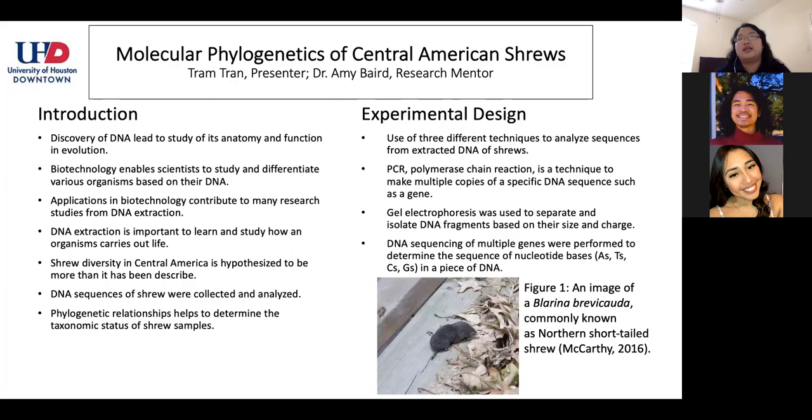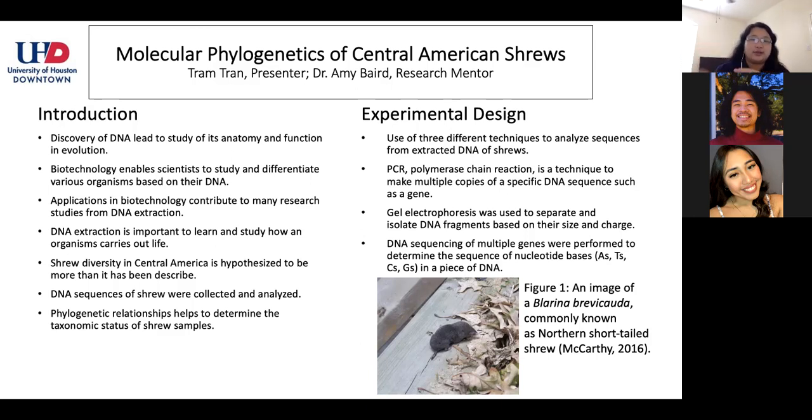So as we all know, DNA is an important discovery for scientists to understand anatomy, function, and its role in evolution. The advancement of biotechnology enables researchers to explore and discover new species from DNA extraction. At the moment, I'm assisting Dr. Baird to understand shrews in the region of Central America, and how there is more diversity of this species than has been described. The research comprised three main techniques: PCR, gel electrophoresis, and DNA sequencing to analyze sequences of DNA that were extracted from shrews.